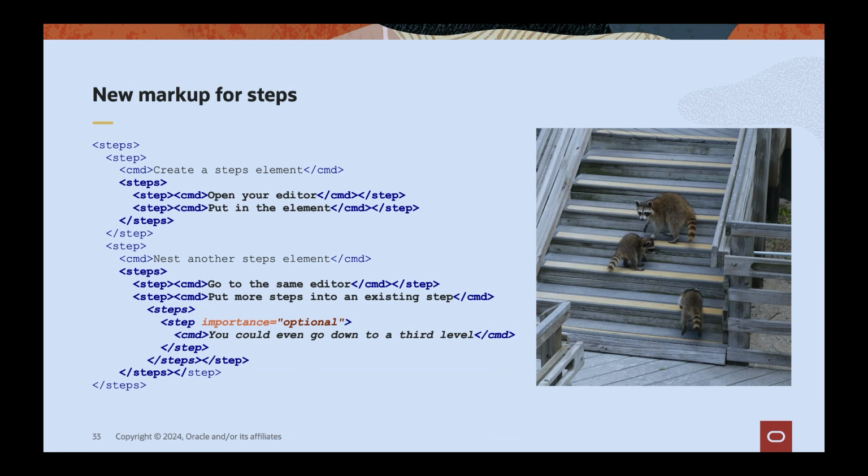So we've done that. We've gotten rid of the substeps element, replaced it with steps. So here you've got your main steps, and you've got substeps, and then down here you even go to 3 levels. So you've got the main steps, substeps, third level steps.